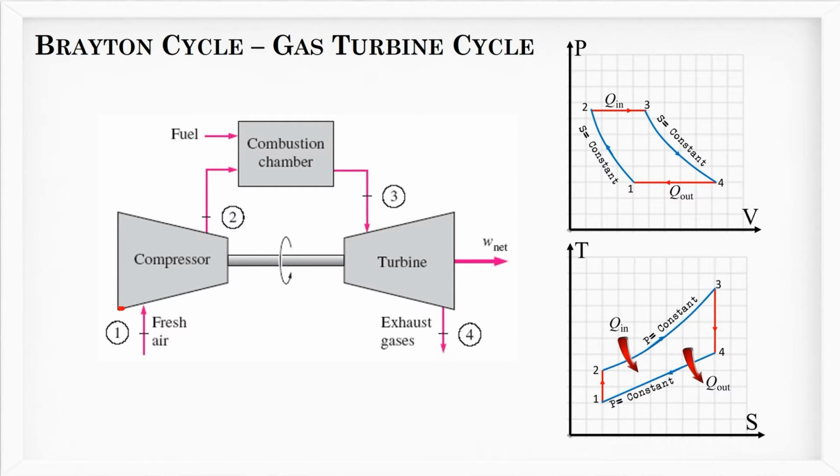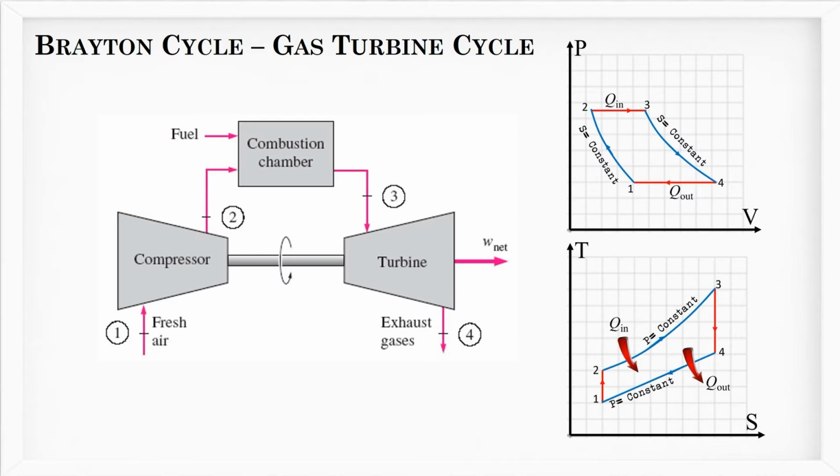So when we say the inlet temperature to the compressor, for example, it's 1. Outlet temperature from the compressor, it's 2. Inlet temperature to turbine, it's 3. Outlet temperature from turbine, it's 4. Based on this, I think there is no difficulty in figuring out which is which.